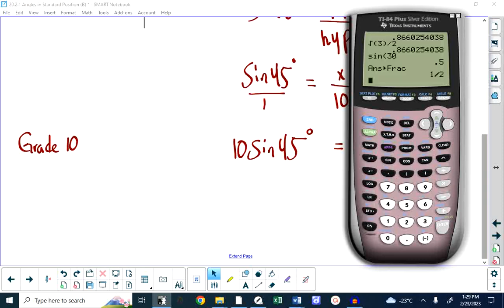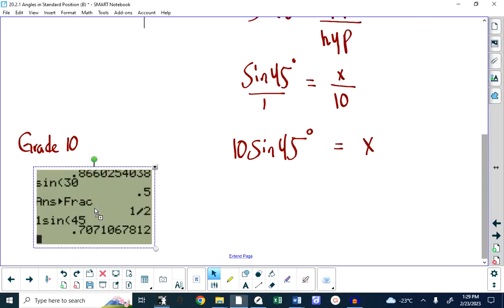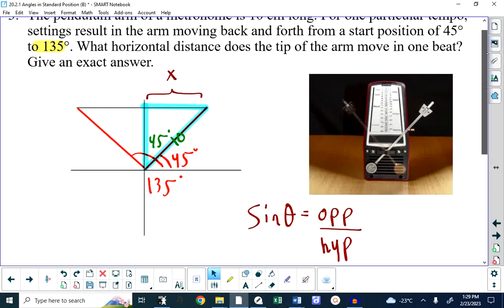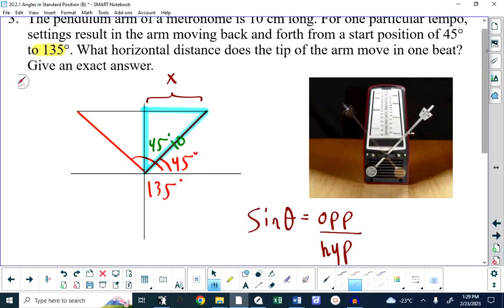Well, you turn your calculator on first. You do this. This is grade 10. And then, of course, you have to double that to get the answer. But this question does not want a decimal answer. It wants an exact answer.